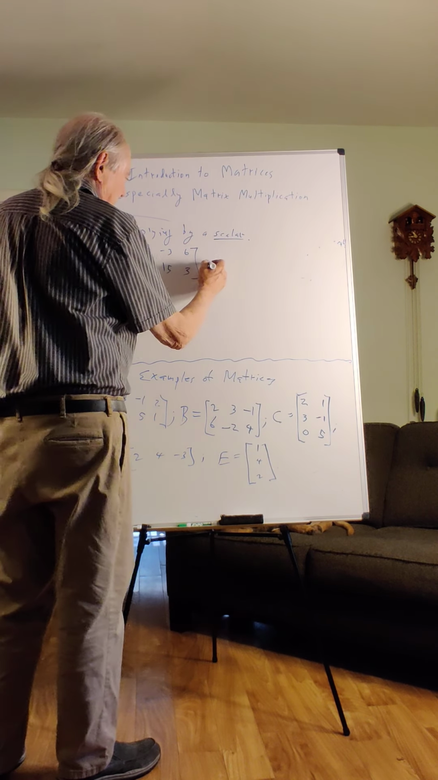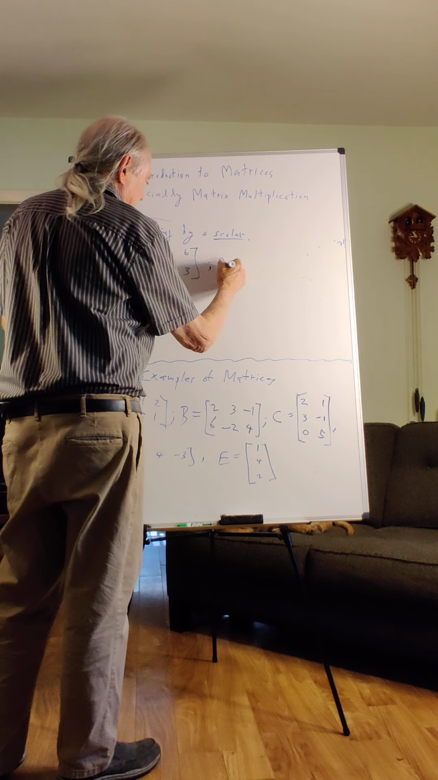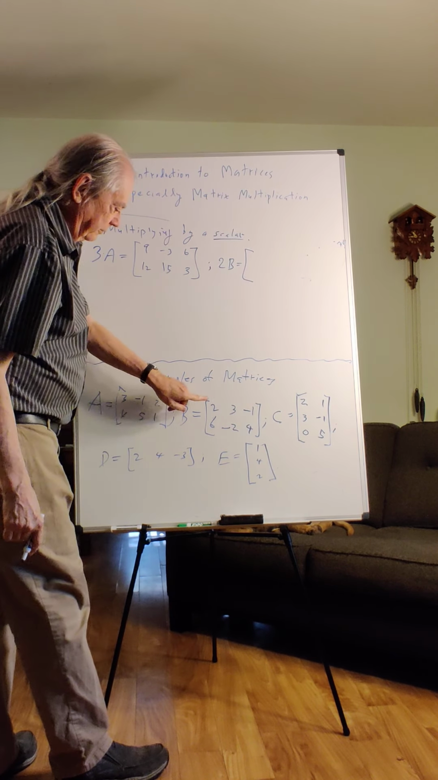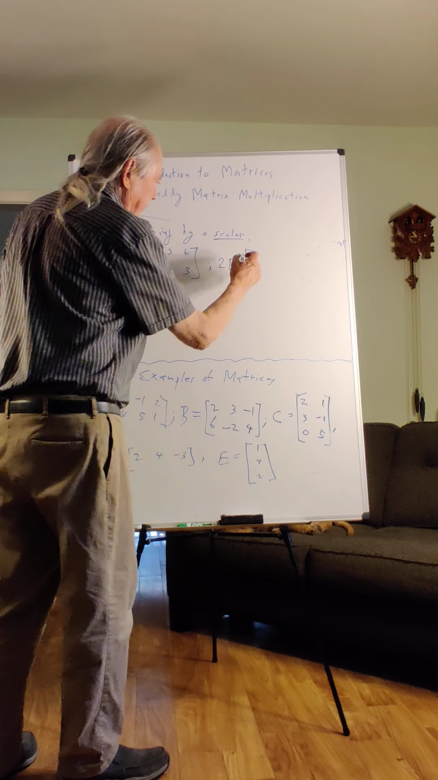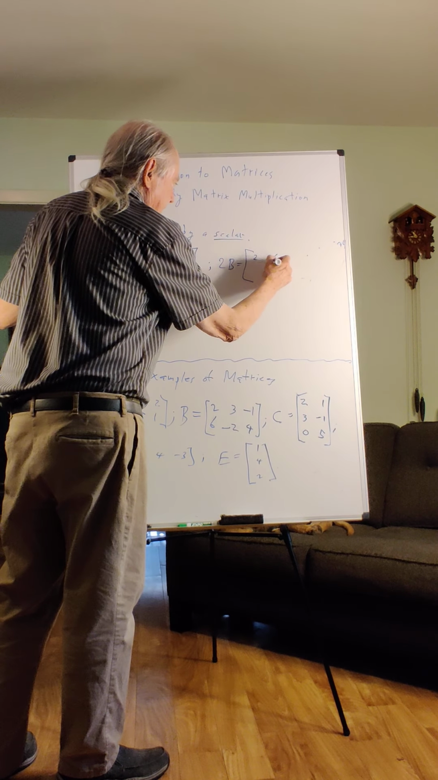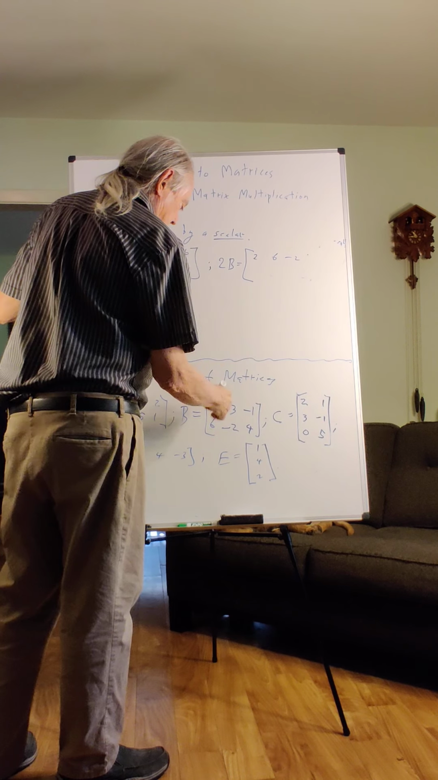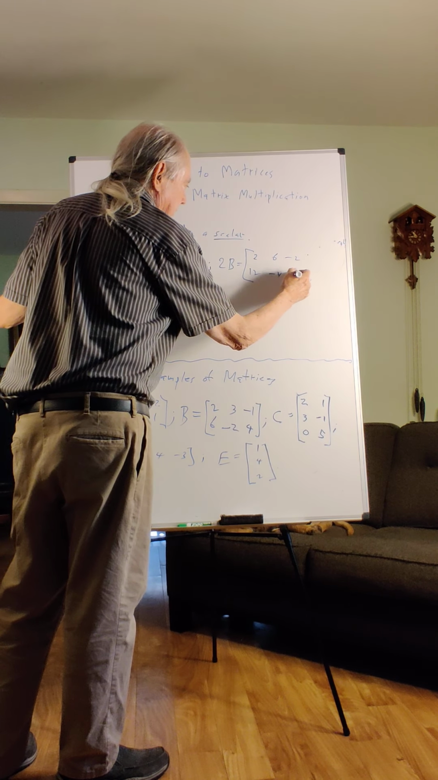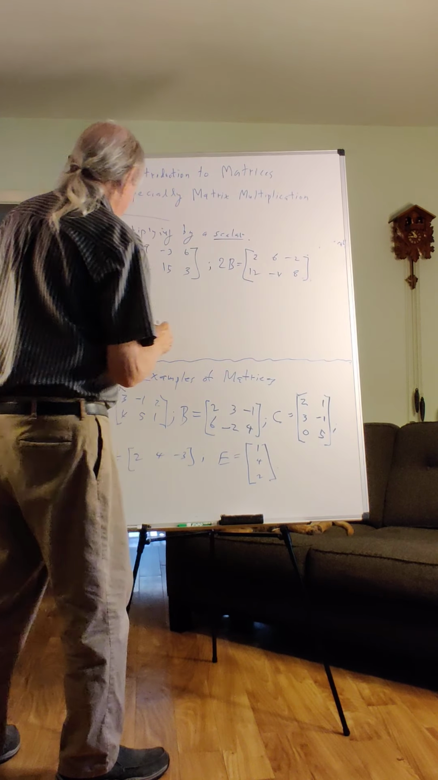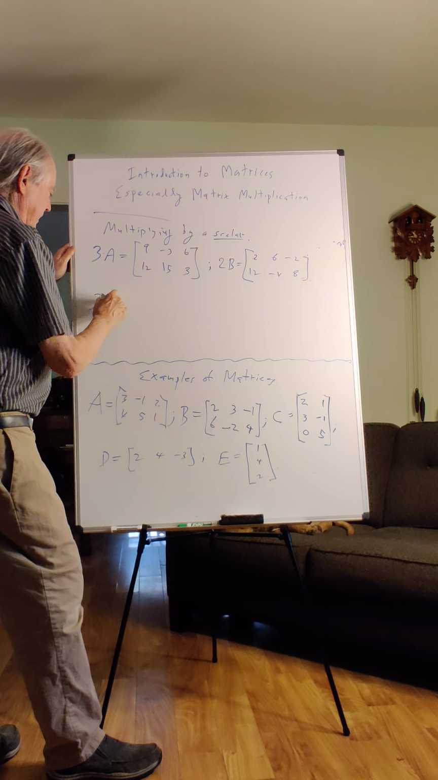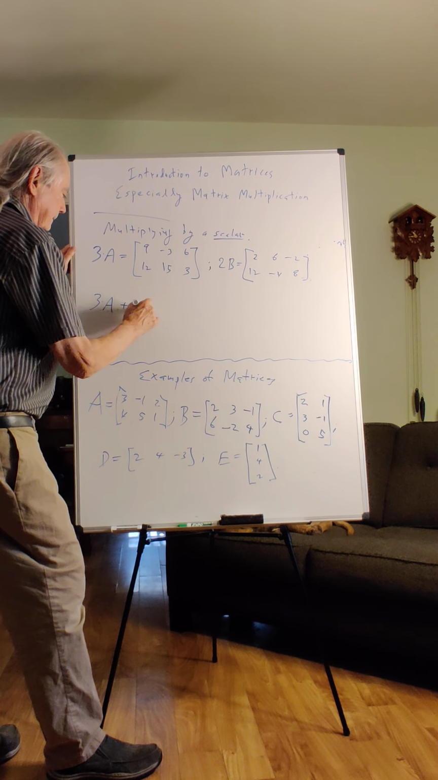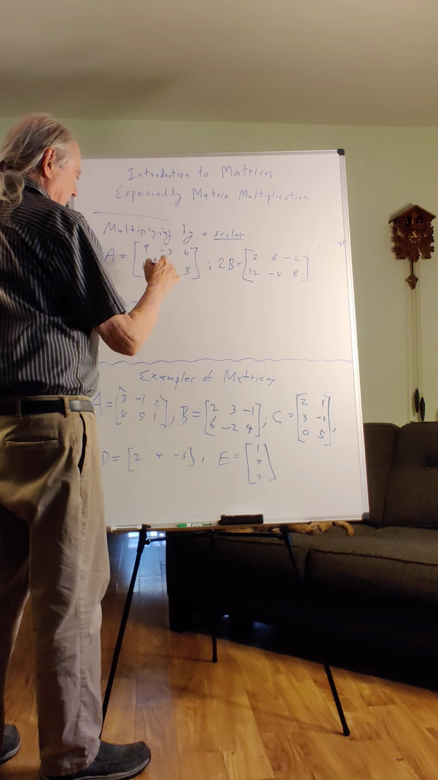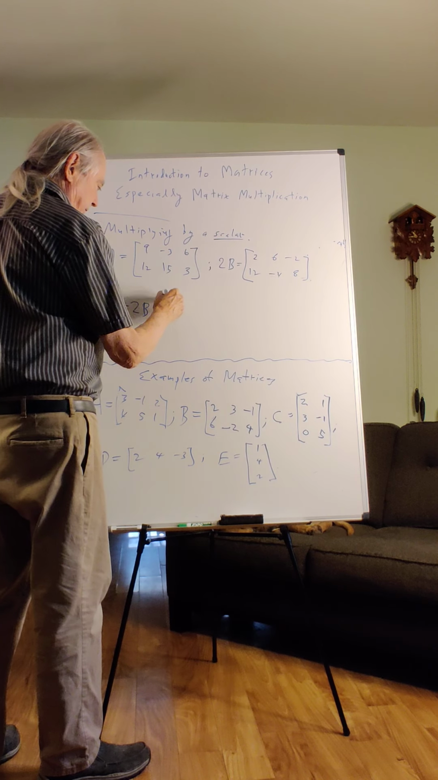And these operations can be combined, so what about 2B? 2B would be 2, 6, negative 2, 12, negative 4, 8. So if we wanted to find 3A plus 2B, this is 3A, this is 2B, so we would just add this matrix to this one.